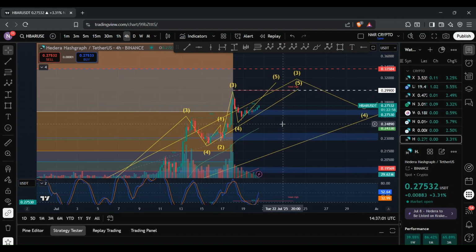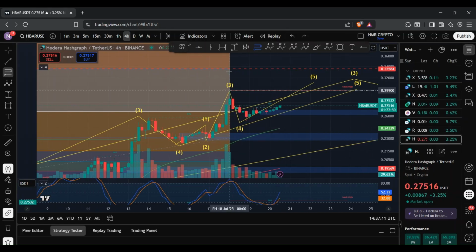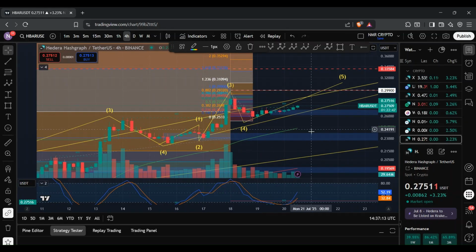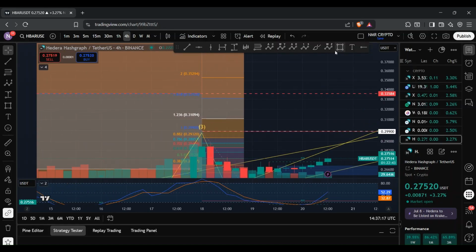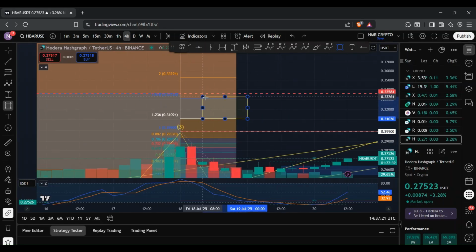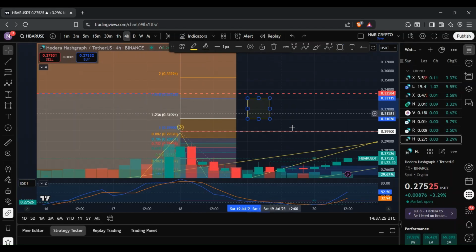As far as the short-term target goes, this fifth wave would extend towards the 1.226 to 1.618 level. So if I bring in the fib tool and draw that in, essentially we could see HBAR reach anywhere between 31.094 cents to 33.218 cents in the short term.